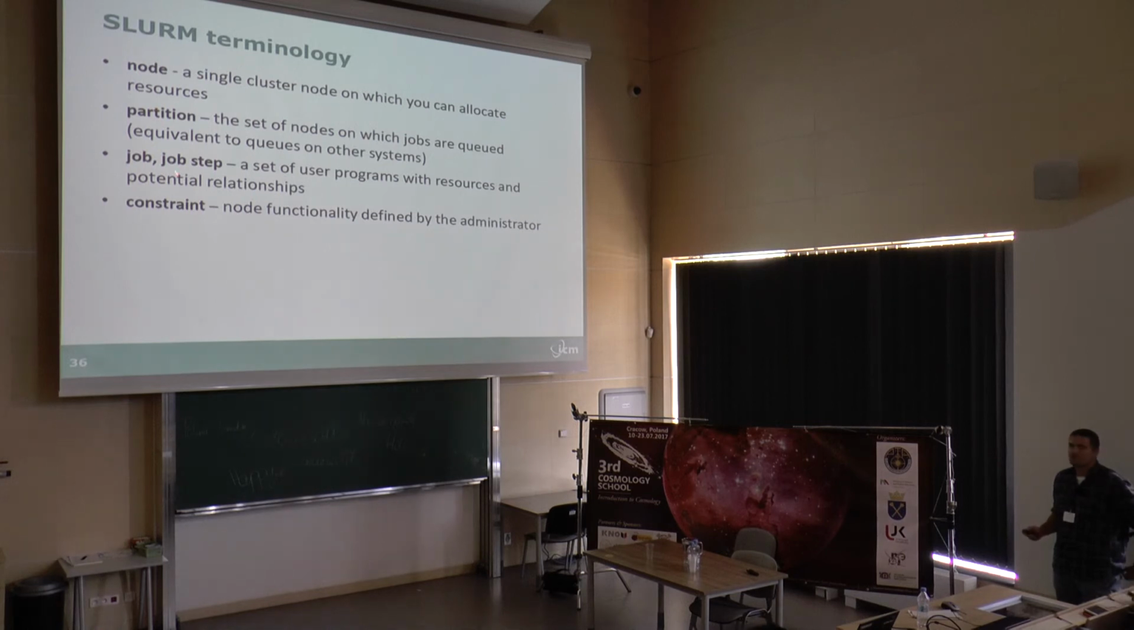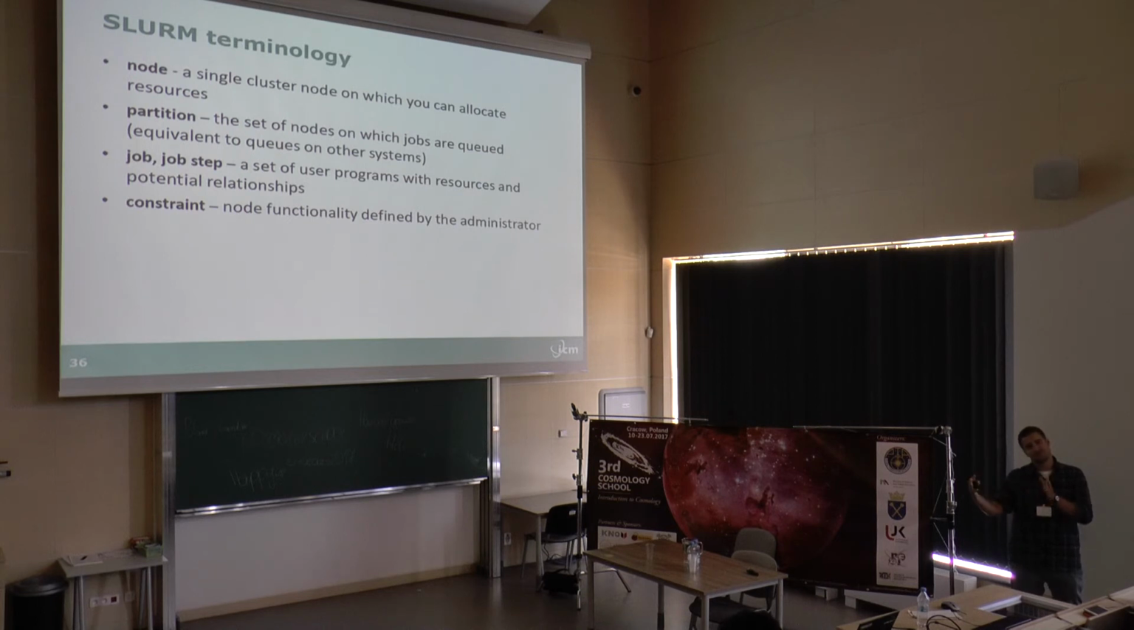So the main terminology that you should be aware of, first of all, the most important one, is that in the systems you have nodes. So it is a single cluster node on which you can allocate resources. Then a partition is the set of nodes on which jobs are queued. For example, those partitions can define the parts of the cluster that can be used for different kinds of jobs. For example, one partition might be a specific partition for short jobs, and the other partition, so the set of nodes, might be a specific partition for longer jobs or bigger jobs in terms of number of nodes, things like that.